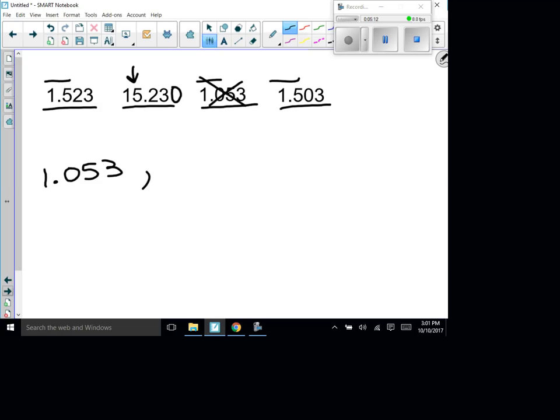All right, now we go to the next two, the 1.5s that we just underlined, and you go to the hundredths place, and this one is 1.52, and this one is 1.50. The 1.50 is smaller than 1.52, or 50 is smaller than 52, so 1.503. And then that one gets canceled off. We know the next one is 1.523. That one's there. And finally, this one is 15.230.